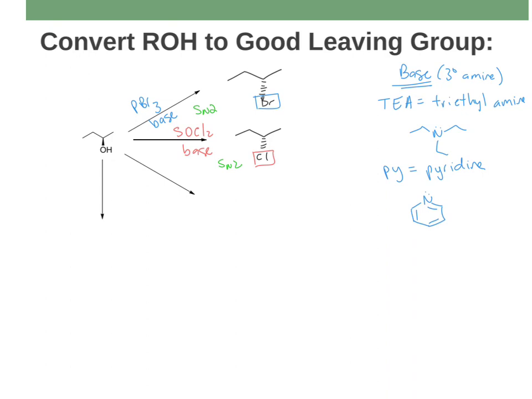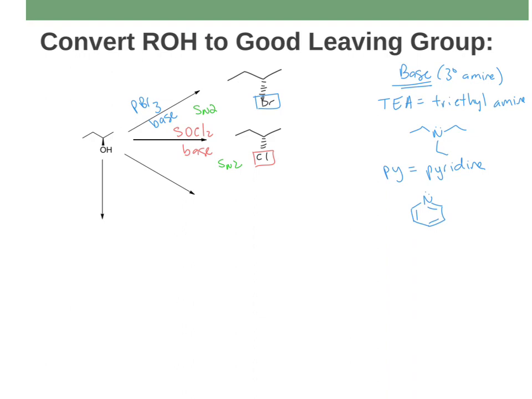So once there are bromines or chlorines, now I'm off to the races. I can do all my E2s, I can do my SN2s, all of those reactions that I knew before. Because I took my poor leaving group, my OH, and turned it into a good leaving group, these halogens. And then we're into something that we're much more familiar with. So those are the two halogen ones.